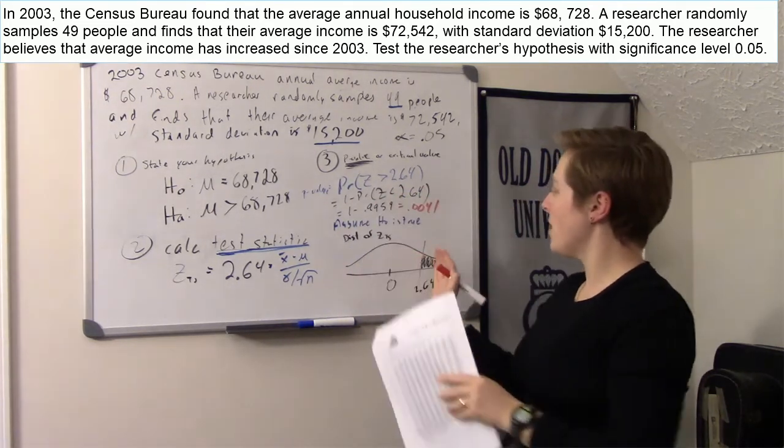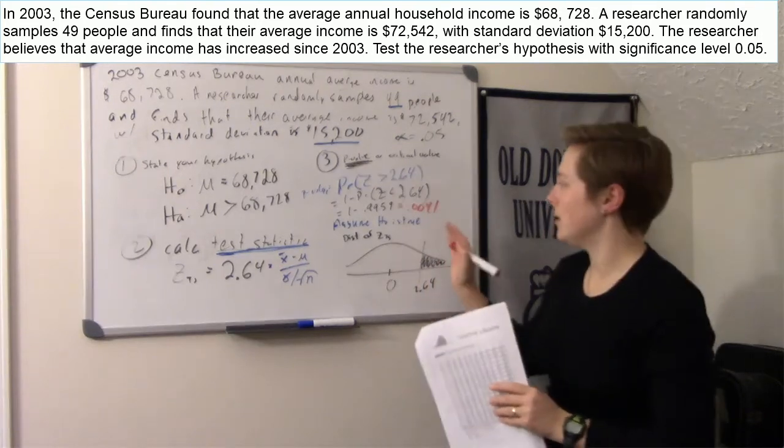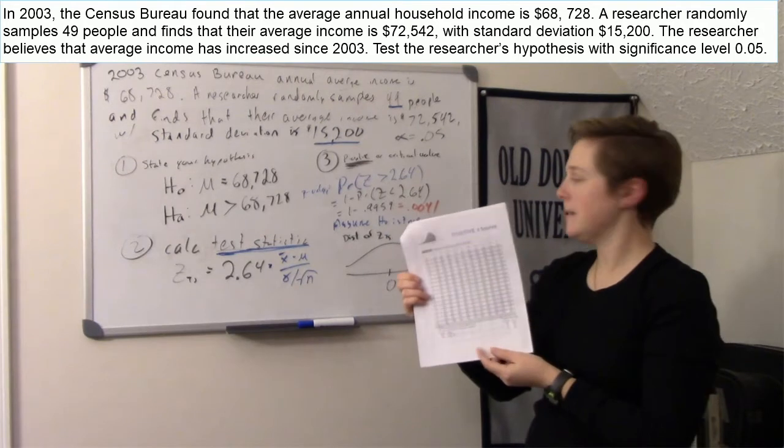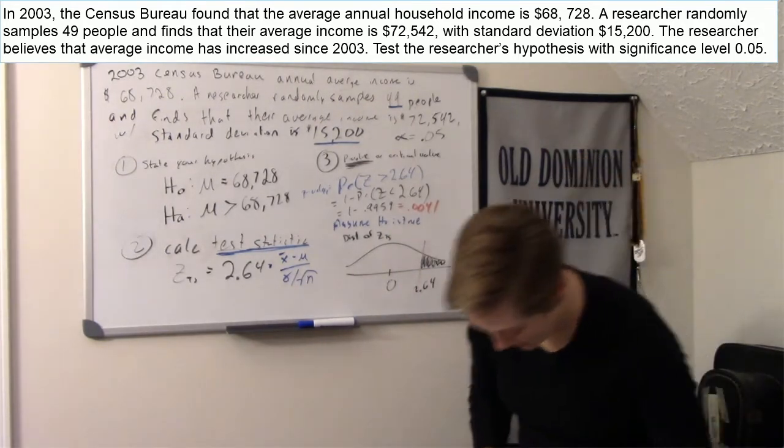So we want to find this greater than. The table will always give you the back end. Does that make sense? Yep. Okay. So that is our p-value there.